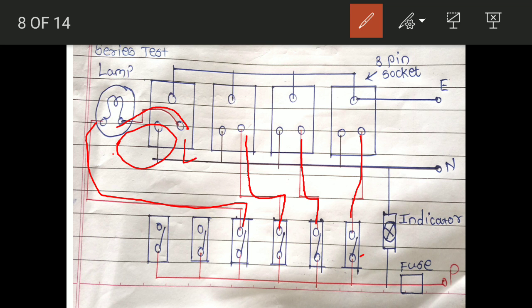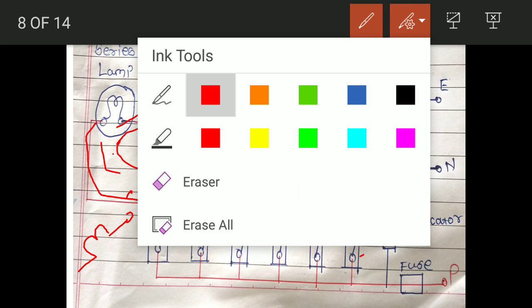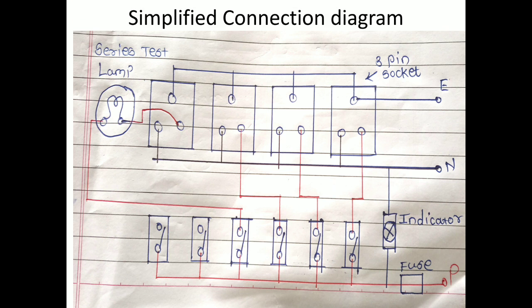That is the fourth 3-pin socket, and this lamp is directly connected. Like this, it is directly connected in series with each other, because we are going to make a simplified connection diagram of a series test lamp here.